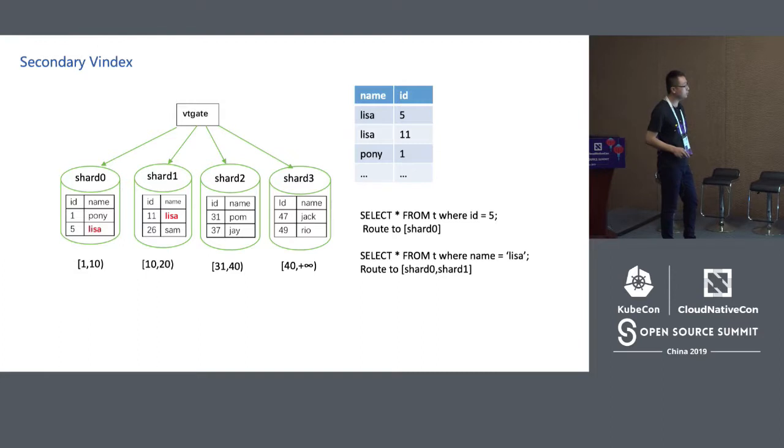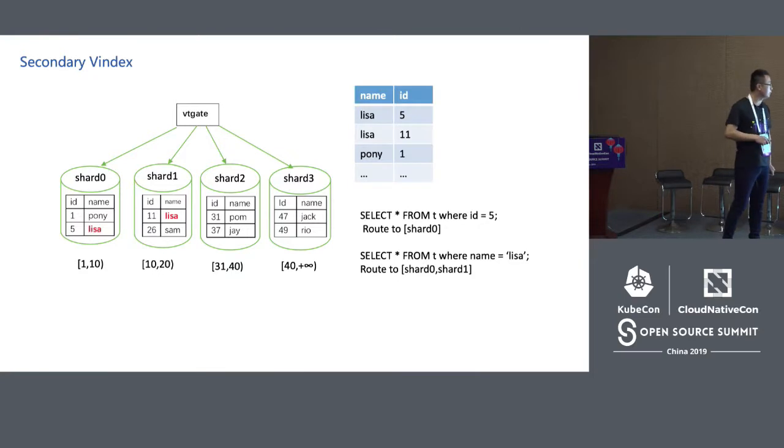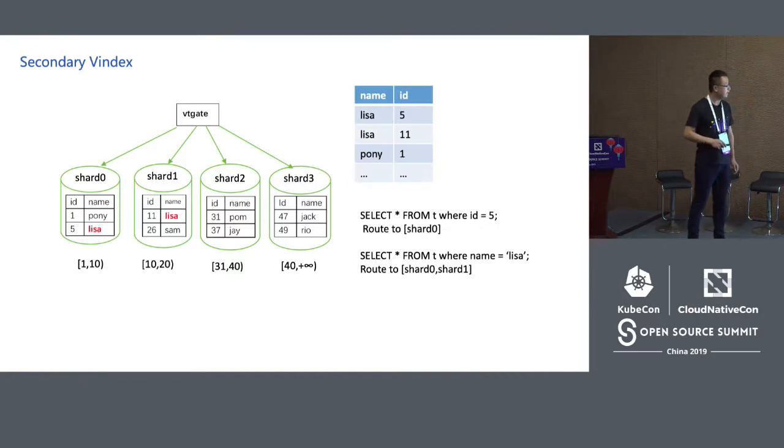Sometimes I cannot provide this ID. For example, I can only use the name to do the query. If the name is Lisa, then what should we do? On all of these four shards, we are going to query each of them once. Although it did not find it on shard 2 and shard 3, we still need to check it. So this amplifies the reading.